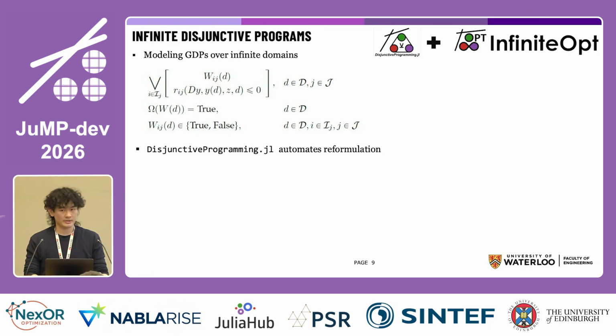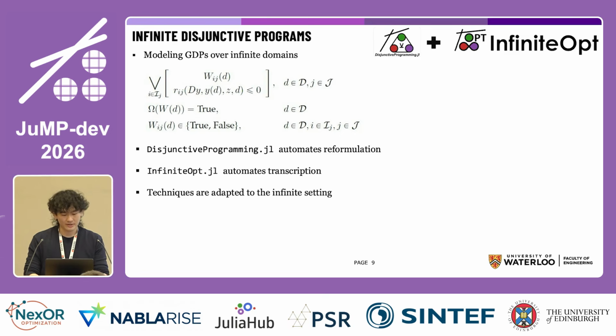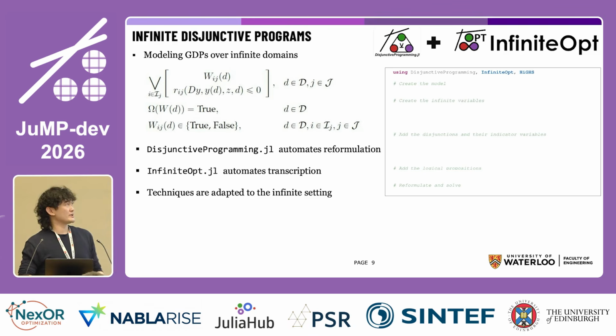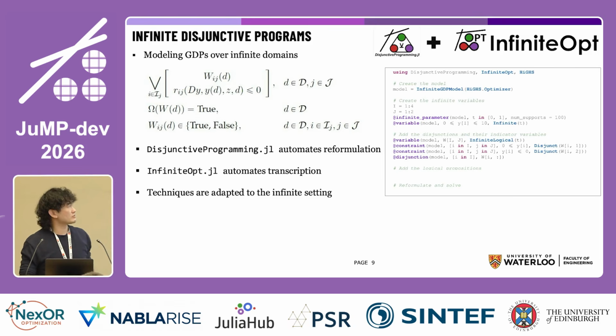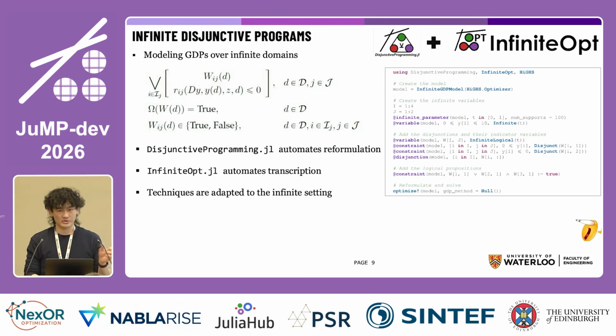The nice thing here is our package automates the reformulation, InfiniteOpt automates the transcription, and the techniques I listed earlier, like cutting planes and multiple big M, are adapted to the infinite setting. So you don't have to do that as the user. The syntax remains largely the same. The largest difference is you now have an infinite GDP model, with infinite constraints and parameters. You have infinite logical variables, so your true-false that changes over space-time. You have your propositional logic, and the reformulation stays pretty much the same, where you just swap out a keyword.